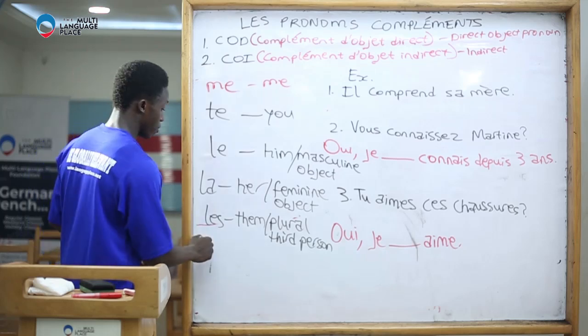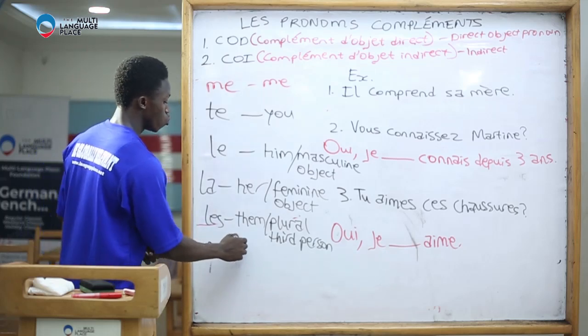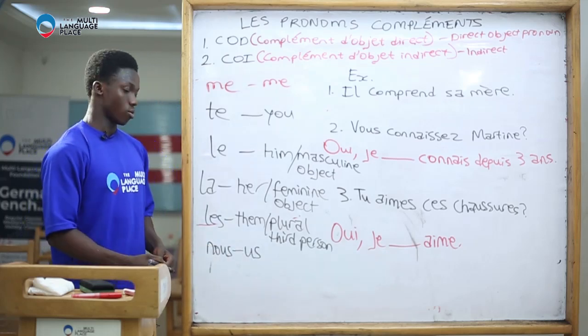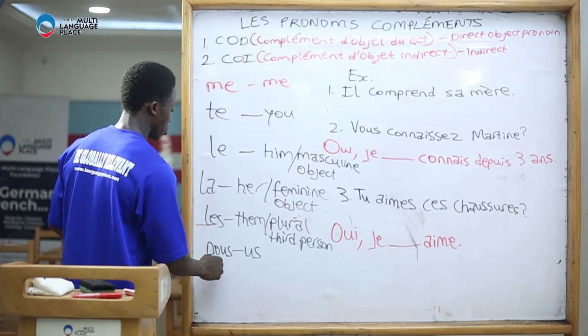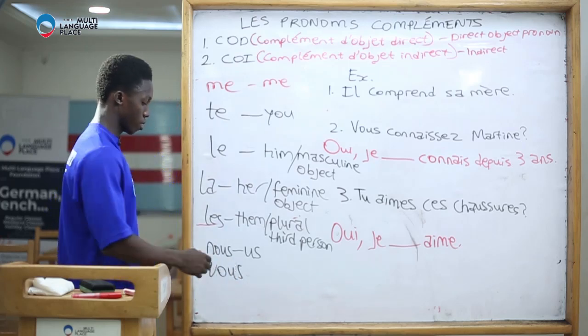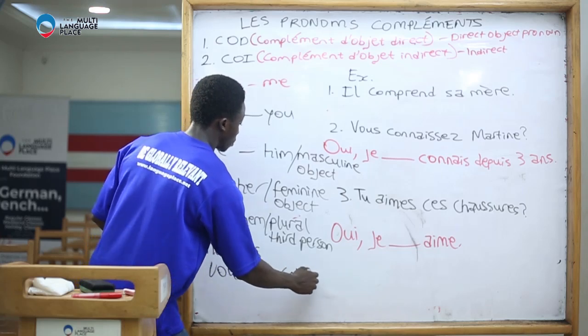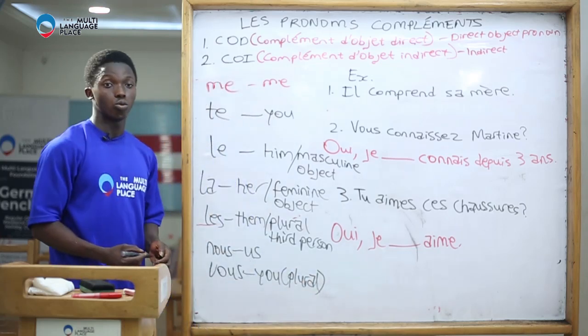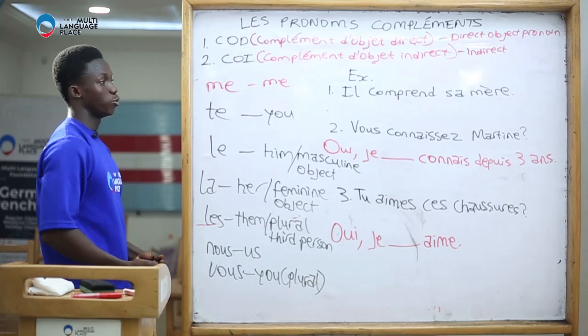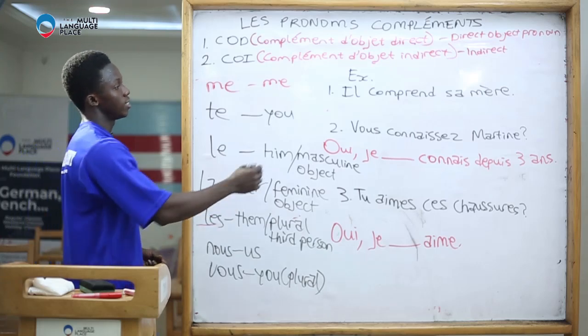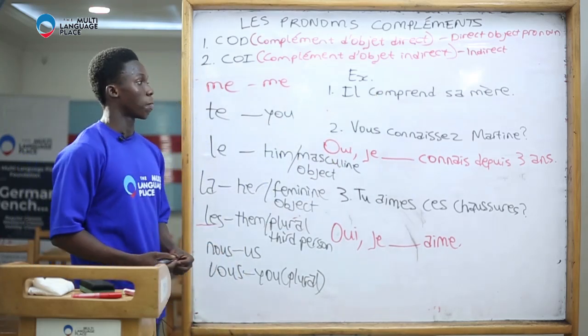What else? We have nous. Nous means us. Then the last one, we have vous. Vous means you, plural. So how are they used? Let's see these examples.